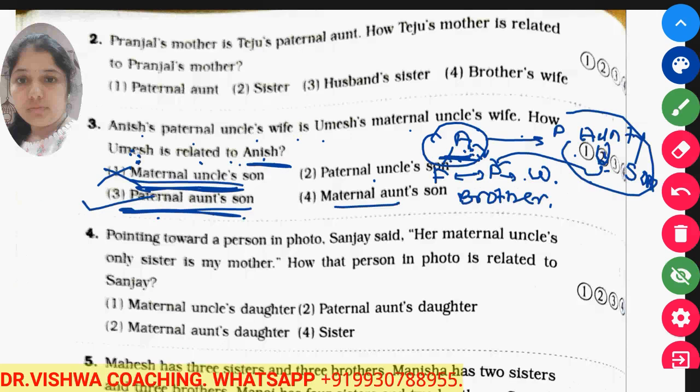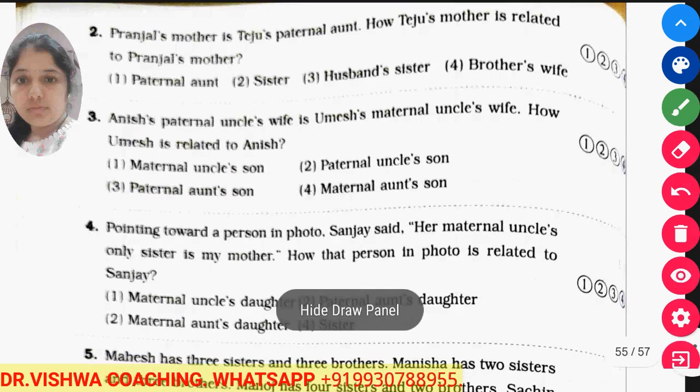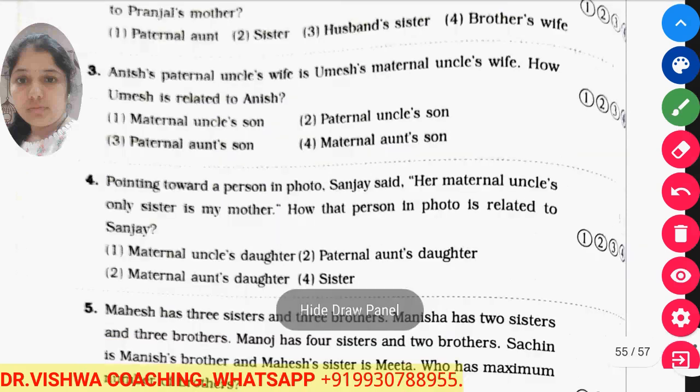Understood? Who is related to whom is very important because it changes the relation. If they ask Anish is Umesh's what, then he becomes the maternal uncle's son. But if they had asked Umesh is Anish's what, then paternal aunt's son. Okay. Mama's son and bua's son, like this the difference is there. Now I will leave some of the questions for you, and then I will just take one more question.